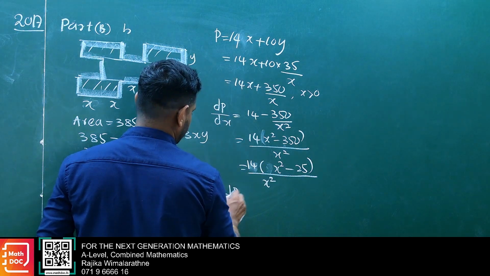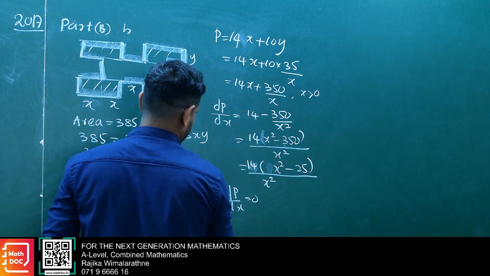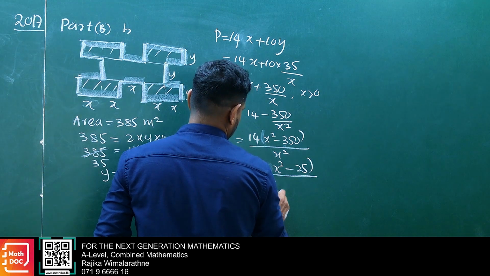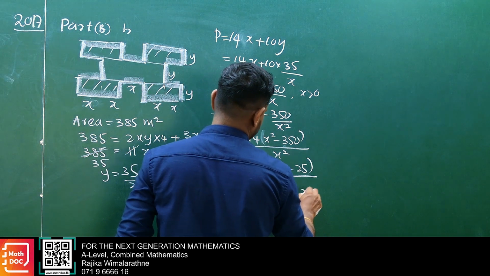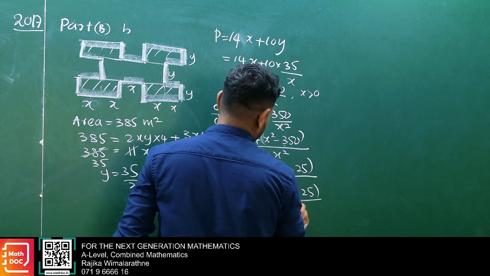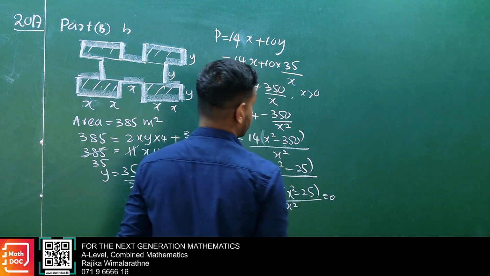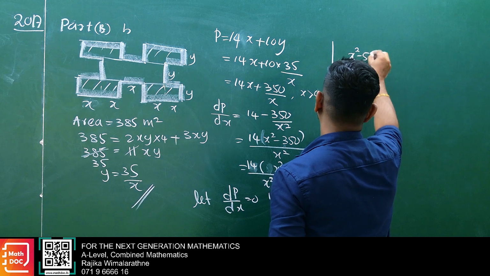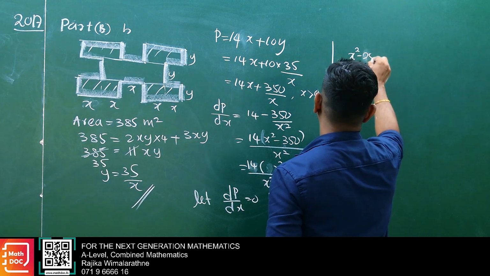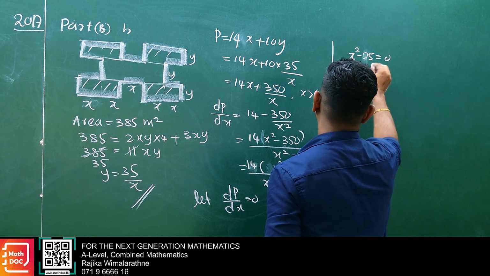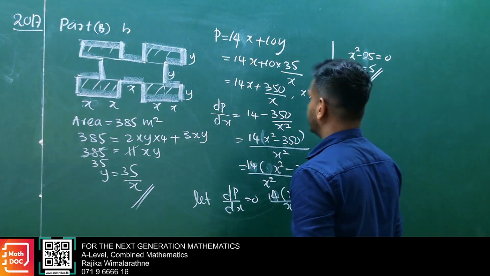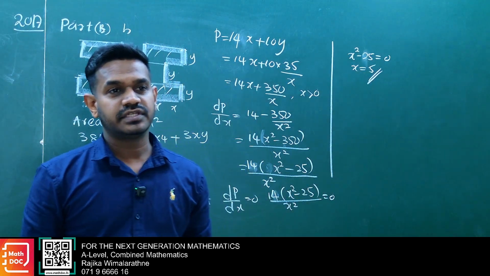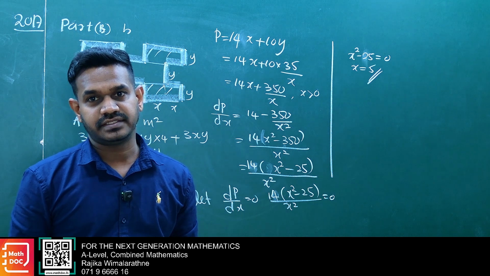Then solve dP divided by dx equals 0. 14 times (x squared minus 25) over x squared equals 0. Therefore, x squared minus 25 equals 0. x equals 5. No need to write plus or minus because the x value is positive.